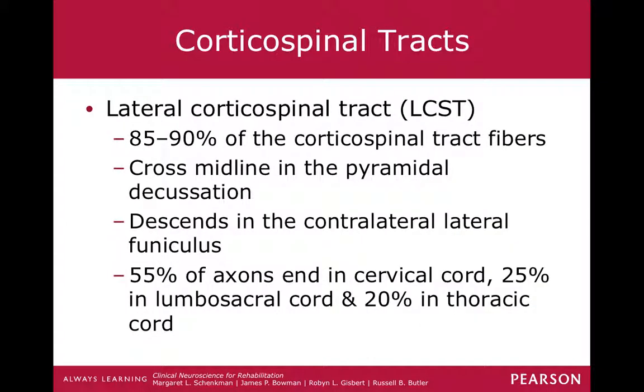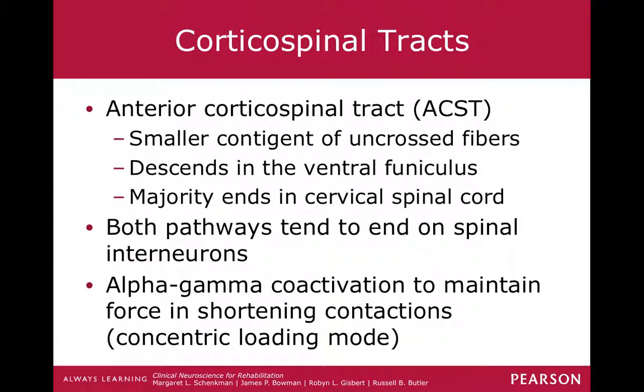The lateral cortical spinal tract comprises about 85 to 90% of the cortical spinal fibers. They cross at the midline in the pyramidal decussation of the caudal medulla. They then descend in the contralateral lateral funiculus. Of those fibers, 55% of the axons will end in the cervical cord, 25% in the lumbosacral cord, and 20% in the thoracic cord. The anterior cortical spinal tract are the smaller contingent of uncrossed fibers which descend in the ventral funiculus. The majority ends in cervical spinal cord.